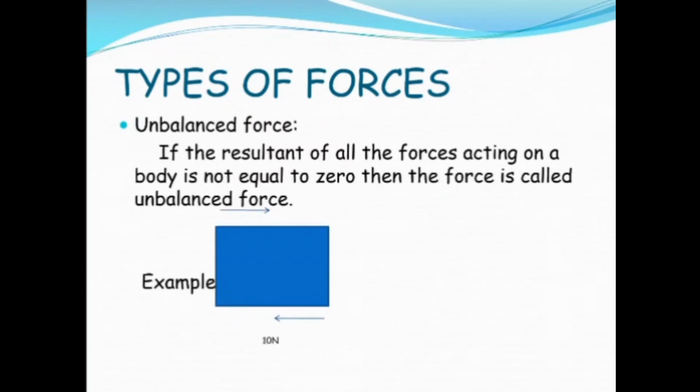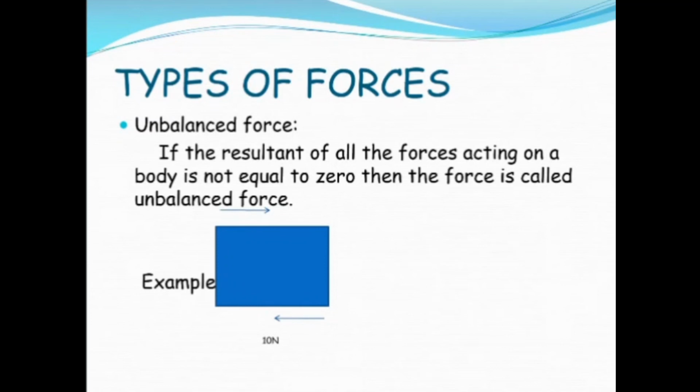Now let's learn about unbalanced force. If the resultant of all the forces acting on a body is not equal to 0, then the force is called unbalanced force. For example, let's take there is a 10 Newton of force from the right to the left side and 5 Newton of force from left to the right side. When both the forces cancel each other, there will be 5 Newton left, that is moving from right to left side, which makes the object move from right to left side. The force acting on the object at that time will be 5 Newton.